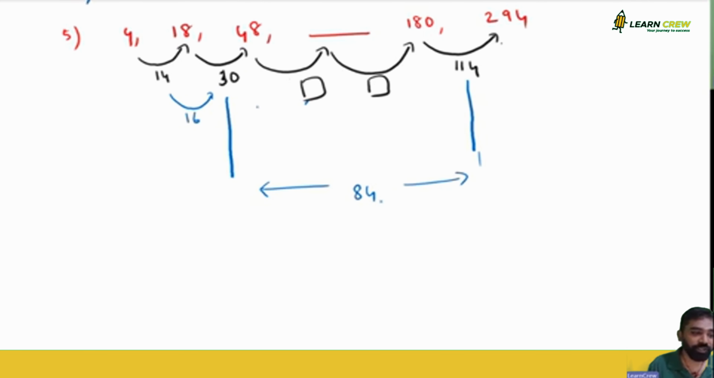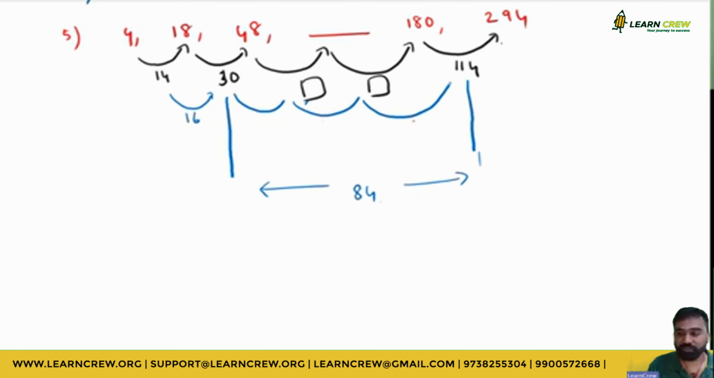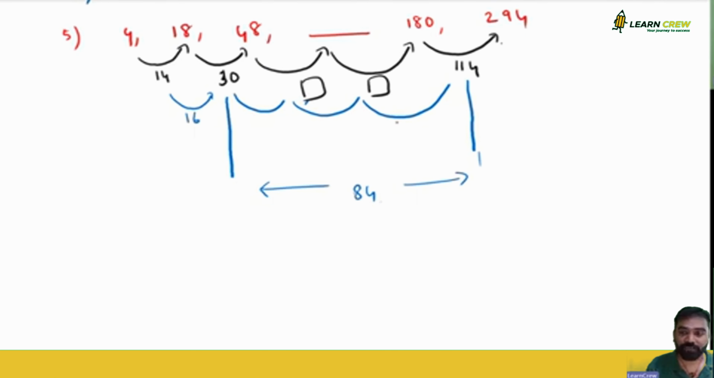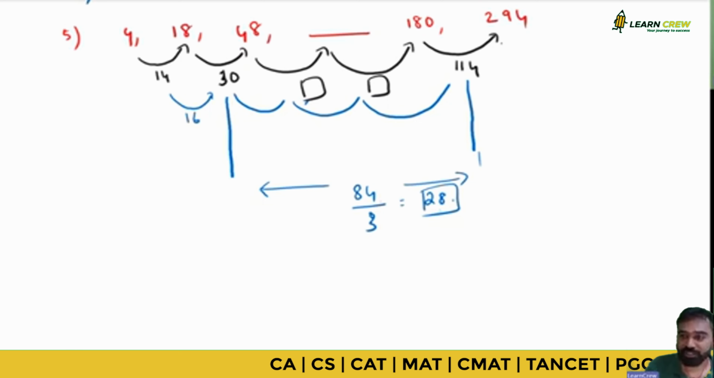So in between, how many variables should you find out? This one, and this one. So three variables you need to find, right? This is 16. Obviously, this needs to be found out, this needs to be found out, this needs to be found. Now we need to know three different variables. So take the average: what's 84 by 3? 28. 8 threes are 24, so it ends with 4. So it is 28.